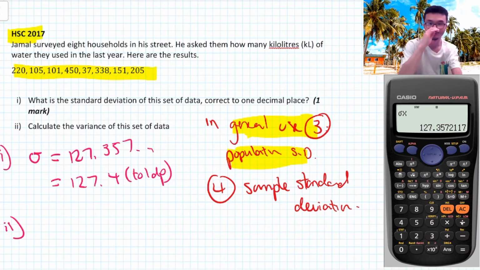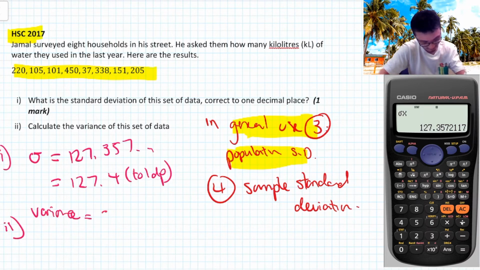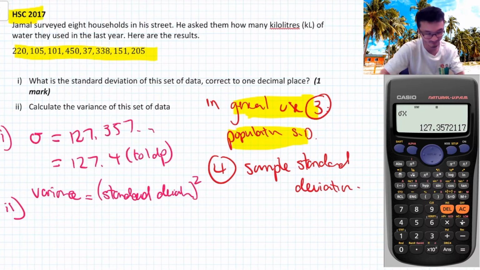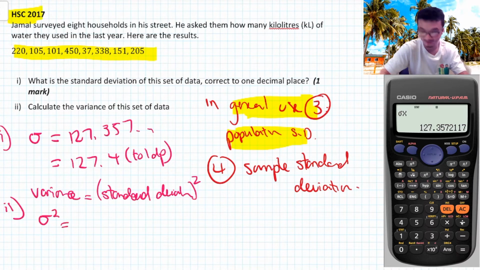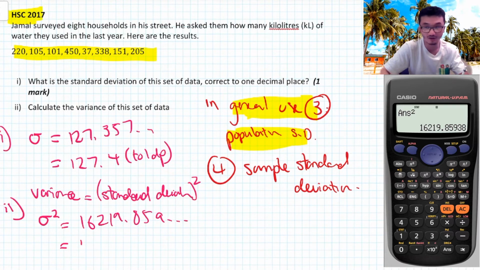So remember, what's the relationship? Well, remember, the variance is equal to the standard deviation all squared, right? So what I'm going to do is, for the variance, look at sigma squared. And so I'm just going to square this value here. I can do it straight from the calculator, and I get a very big number. So it's 16219.859. They haven't given me something to round to, so I'll round to 1 dp as well, so 16219.9 to 1 dp.